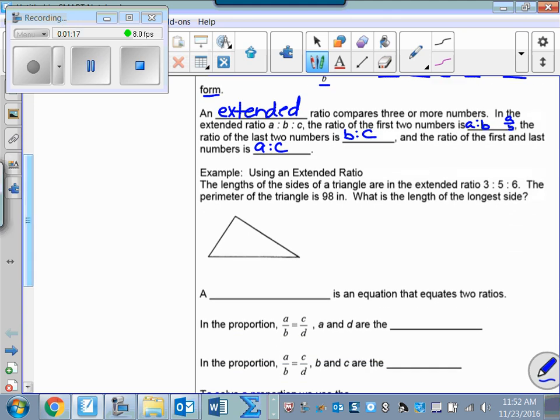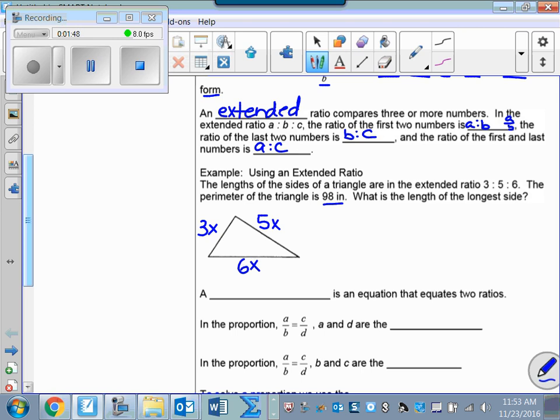The lengths of the sides of a triangle are in the extended ratio of 3 to 5 to 6. The perimeter of the triangle is 98 inches. What is the length of the longest side? Okay, well, since we know the ratio of all the sets of two sides together, we're going to label one side 3x, one side 5x, and the other side 6x. Whenever you're given the extended ratio, this is how you want to proceed.